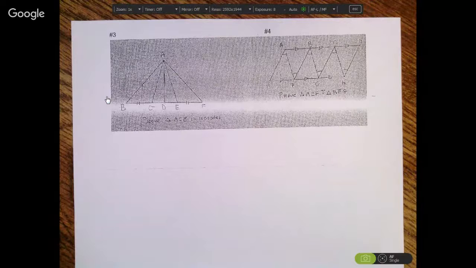Can we turn the light off? I can't see anything. Can we turn the front light off? Usually that doesn't make it any better. Actually, so I can actually see it.